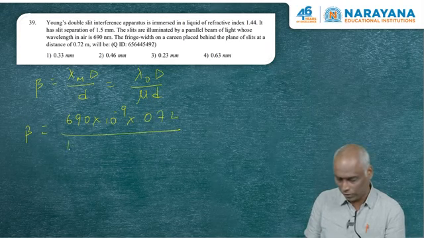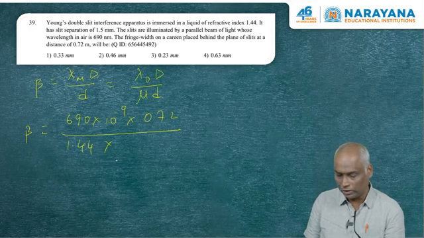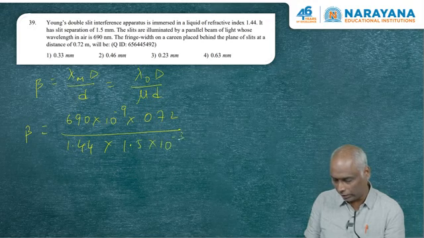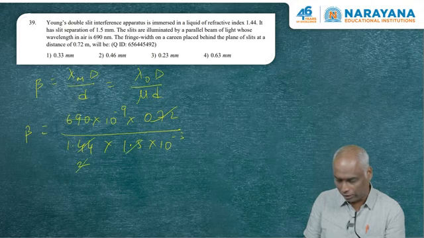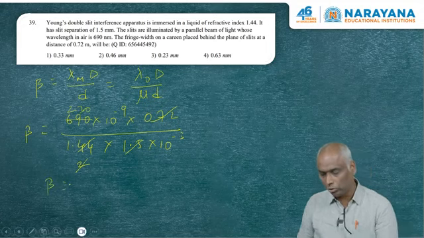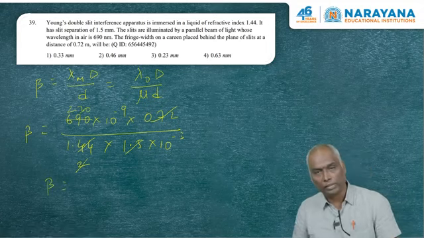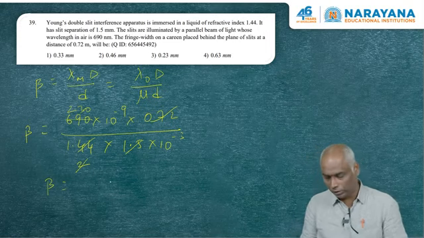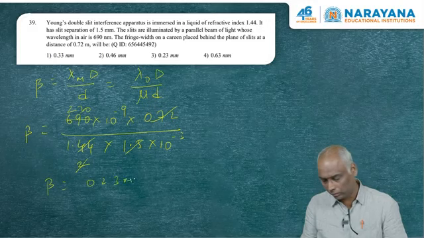The value of mu is given as 1.44, into small d, the distance between the two slits, which is 1.5 millimeters, 1.5 into 10 to the power of minus 3. 0.72 will go 2 times with 1.44. 2 into 1.5 is 3, and that 3 will go here 230 times. The value of beta equals 230 into 10 to the power of minus 6 meters. So it's going to be 0.23 millimeters.